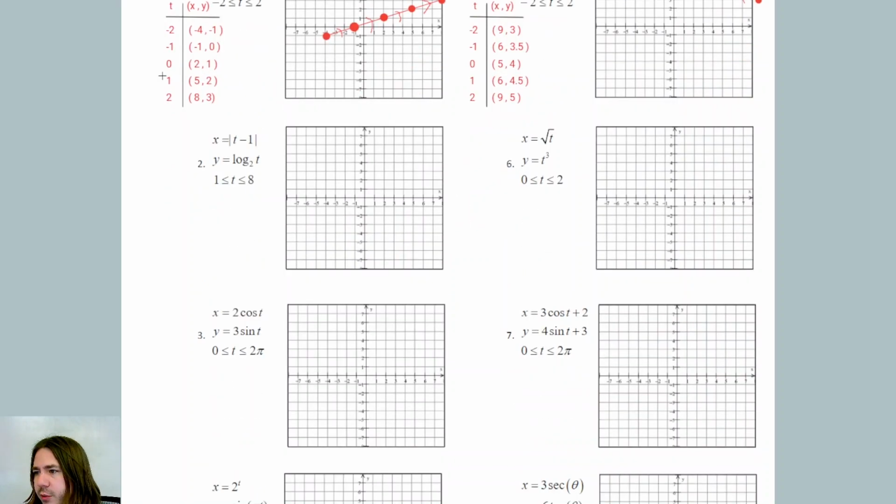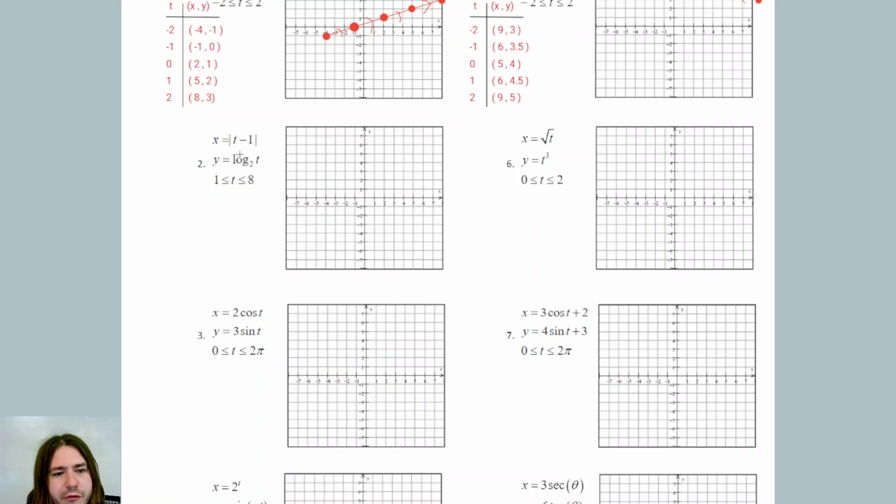We've got an absolute value function and a logarithmic function. So we'll construct our table, although this time we're going from 1 to 8. Now, I'm not going to pick every value between 1 and 8 to plot here. They'd be pretty easy to calculate for x. I'm just subtracting 8 minus 1, 7 minus 1, 6 minus 1.